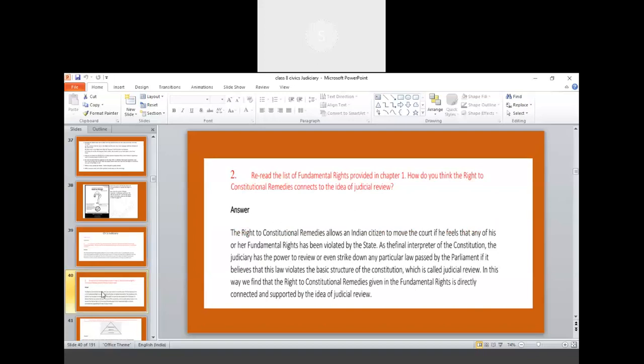The right to constitutional remedies allows an Indian citizen to move to the court if he feels that any of his or her fundamental rights has been violated by the state. How many fundamental rights are there?